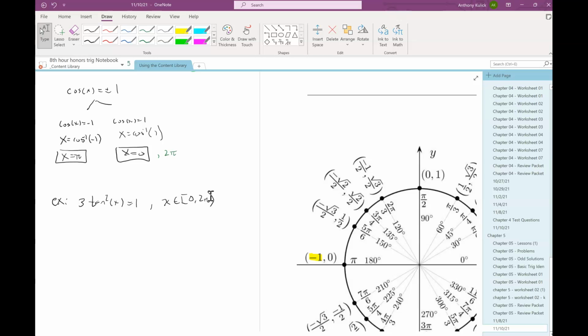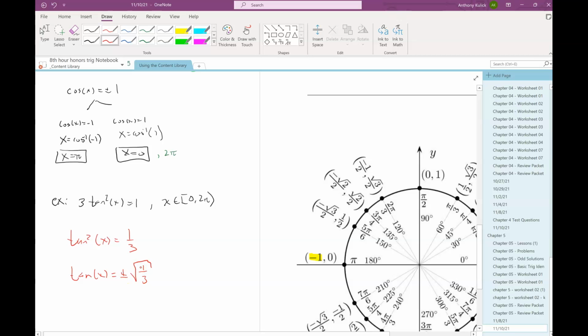All right. 3 tan squared x equals 1. What do I have to do first here? Divide by 3. Cool. Then what? Then we'll square root both sides. Good. What do we have to remember? Plus or minus.